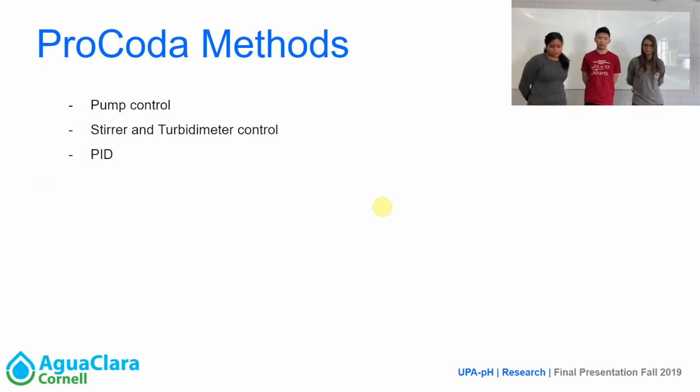And finally, we have our stirrer and turbidimeter. Prior to this, we manually controlled the stirrer. However, we realized that if we manually control the stirrer and then the system stops running, there will be a huge mess on the table the next day.